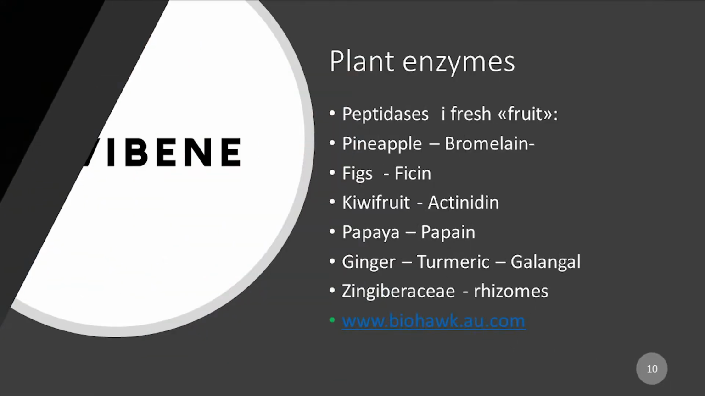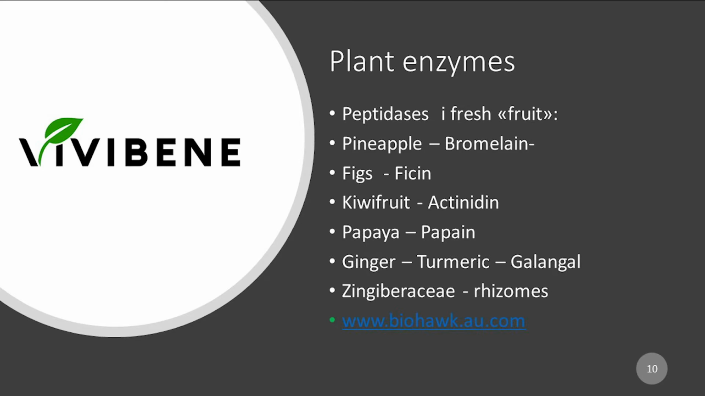So there are some plant products, some fruits, etc., that contain peptidases, enzymes that are able to help your body break down problematic proteins and peptides. They are known from pineapples, called bromelain, from figs, called ficin, from kiwi fruit, actinidine, from papaya, papain, and less known from the gingers and turmeric and galanga, all three very well-known root spices, herb spices, originally from the Asian kitchen. And you find more about the products at Biohawk in Australia.